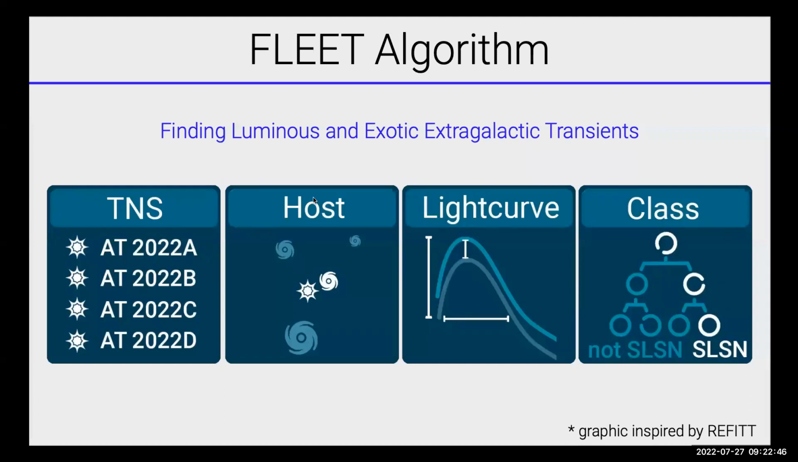FLEET is a finding luminous and exotic extragalactic transients algorithm that we developed to optimize the search for superluminous supernovae. So the way it works is you can take any transient from the Transient Name Server. It will look at its properties, both the host galaxy properties of that transient and the light curve properties of that transient, and then assign it a probability of it being a superluminous supernova or not. And I will mention, related to the previous talk from Emily, that one of the points of FLEET is to do feature extraction really quickly. So it's using very simple models. So this can be run in like 6 to 12 seconds per transient on a regular laptop.